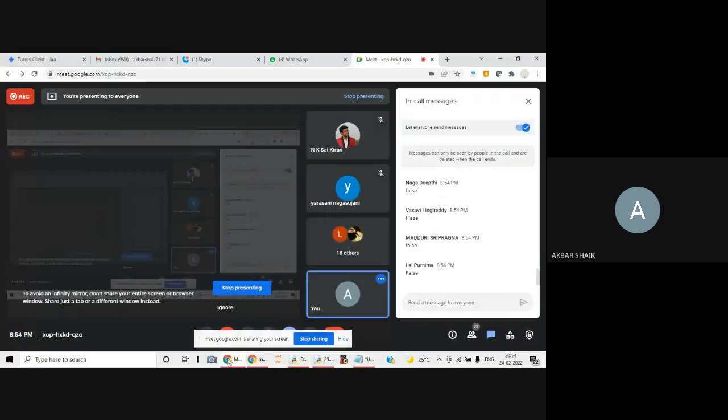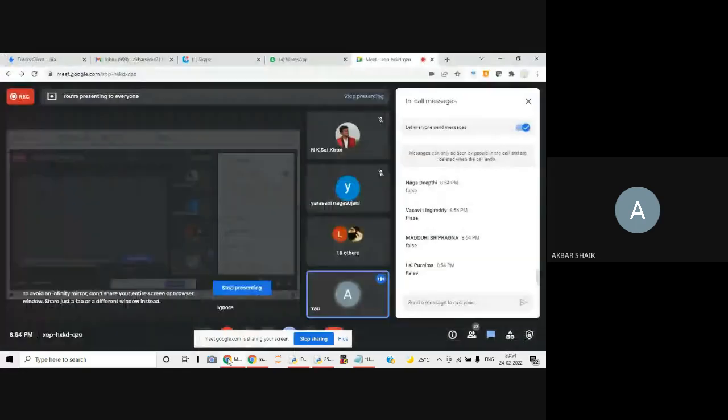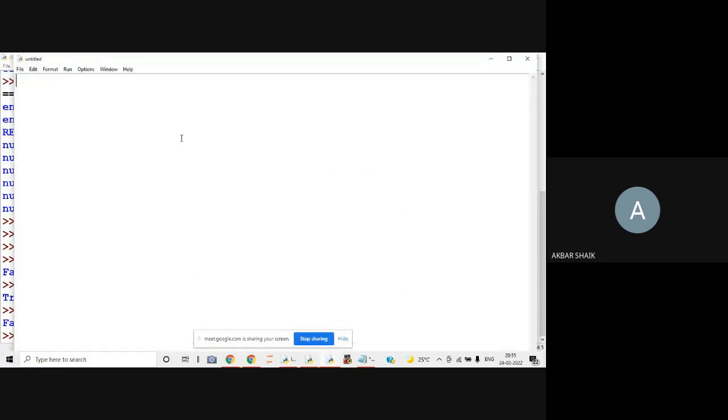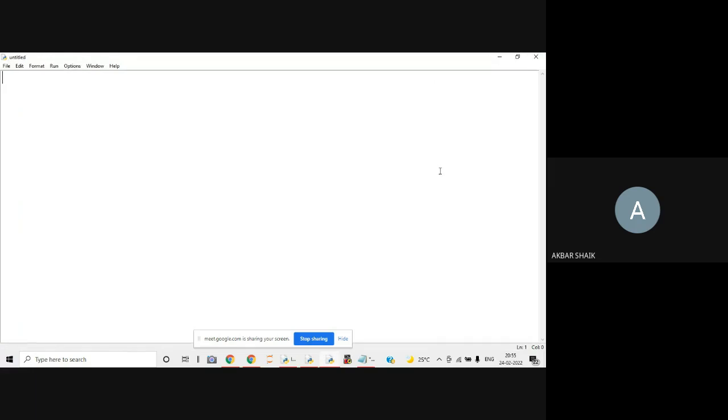Okay. So I think all of you understood this, right? If you understood, then I'll go for a program. I'm writing a program for the same. The program is logical operators.